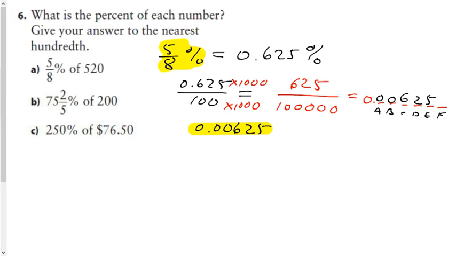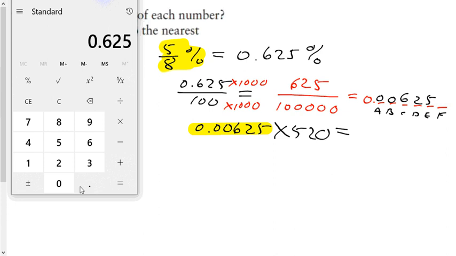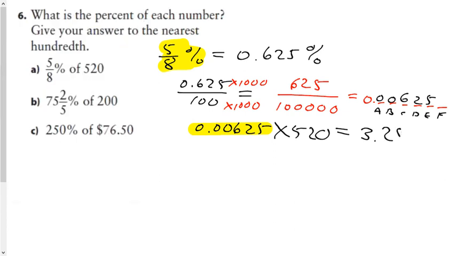Less than 1%. Okay? 5/8% of 520 would look like this. Grab my calculator. It's 3.25. Or, if it's money, $3.25.